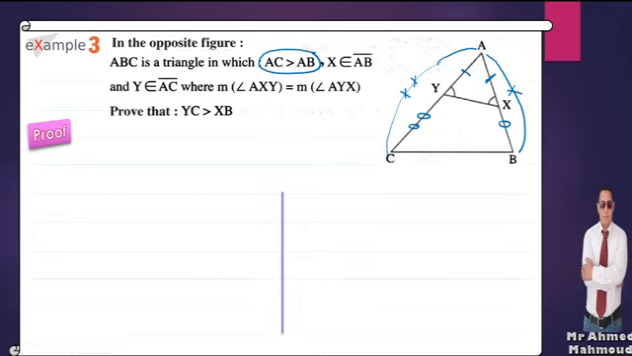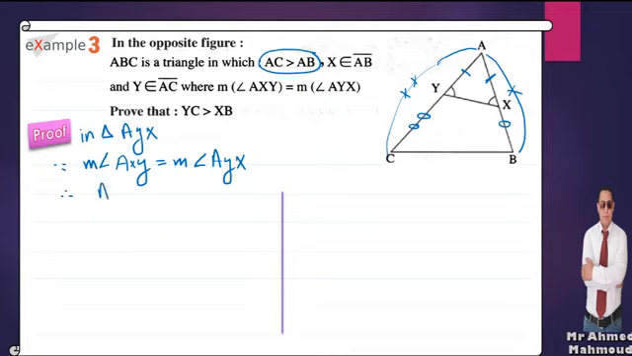In triangle AYX, since measure of angle AXY equal to measure of angle AYX, therefore, AY equal to AX.